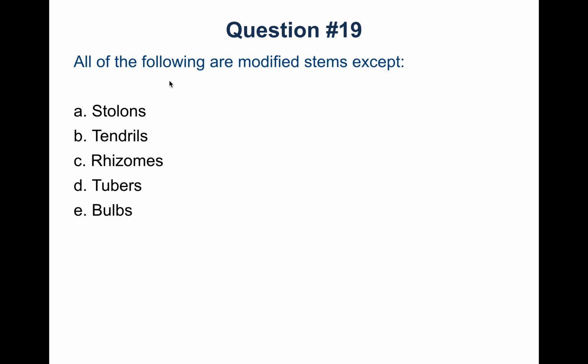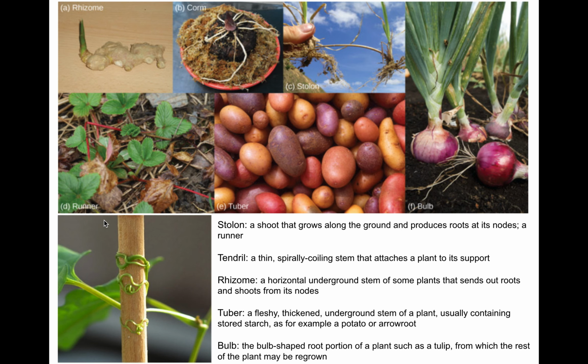All right, all of the following are modified stems except. So with this one, they are all modified stems, so this doesn't really have a correct answer. These are pictures of a lot of the different ones that are discussed. So you have the stolon. This is a shoot that grows along the ground and produces roots at its nodes. Let's see, which is right here. All right, here's a stolon right here.